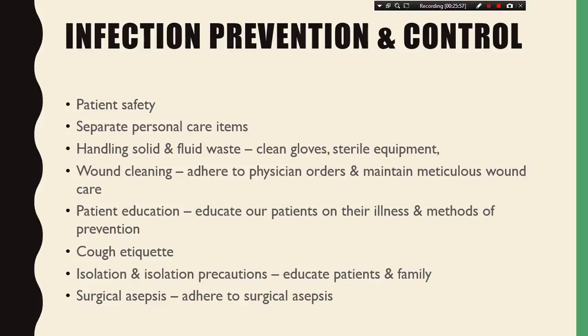So, infection prevention and control. What are some other outlying things that we can do? We can separate personal care items. We're not going to just throw them all into one bin when we're caring for them. We need to be mindful of that. When we're handling solid and fluid waste, we're going to use clean gloves. Okay?